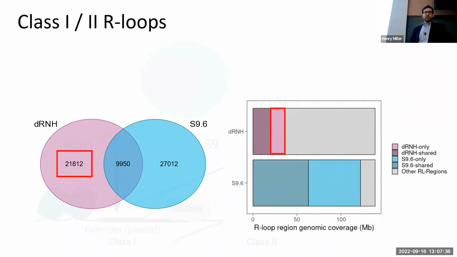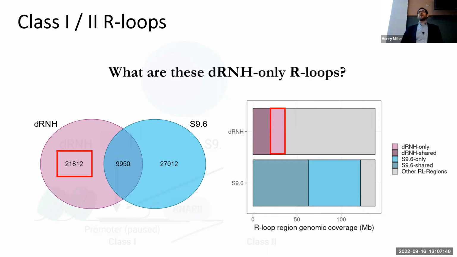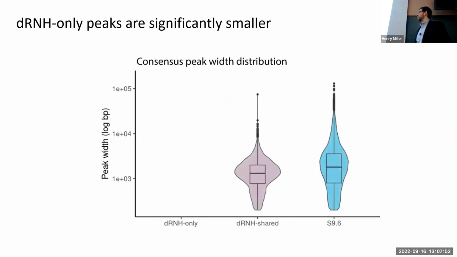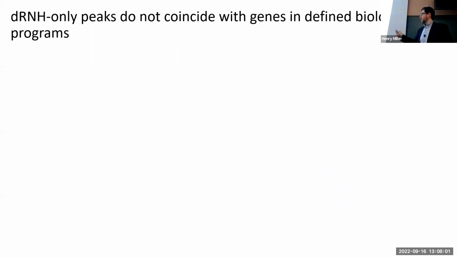So I really wanted to dig in and ask the question: what then are these DRNH-only R-loops? The first way I wanted to address that was just by looking at the size of the consensus peaks themselves. We see here that S9.6 and DRNH shared are of roughly similar sizes, but DRNH only is much smaller, and quite significantly so. Okay, so they are smaller.